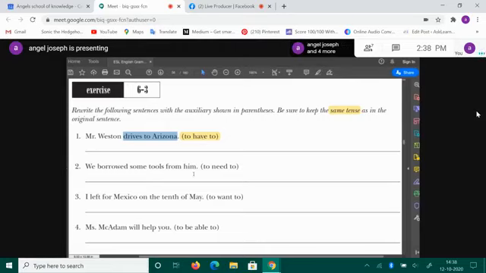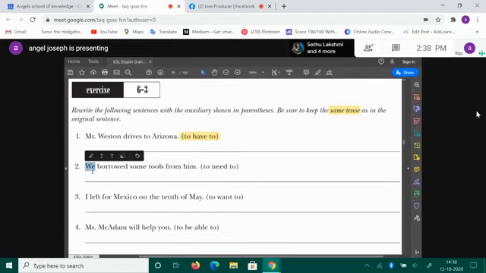We borrowed some tools from him. You have to add need to. What's the subject? We. So how can we do this? We need to borrow some tools from him. If you say we need to borrow, this will become present. But this sentence, is this in the present or is this in the past? Past. Okay. So what will you change in our sentence?